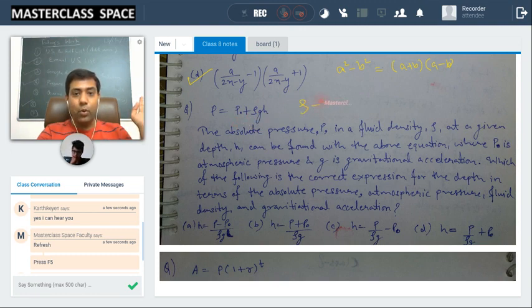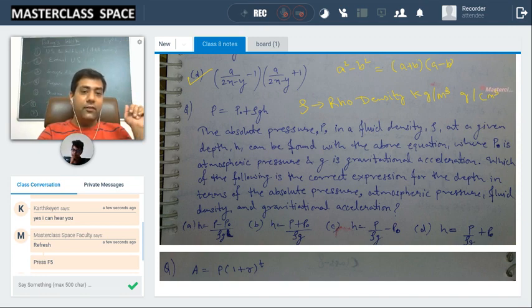This thing is called rho. It's a Greek letter called rho. Rho is density. Density means mass per unit volume, kg per meter cube, or gram per centimeter cube. Got it? Fine. Okay. The absolute pressure P in a fluid of density rho. So that's the fluid density.